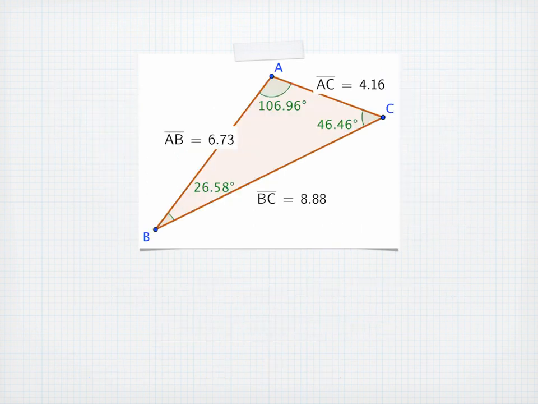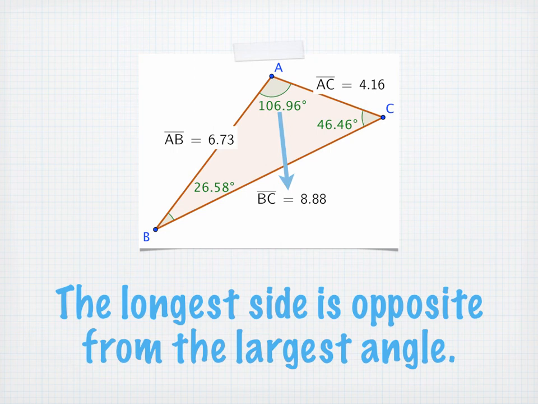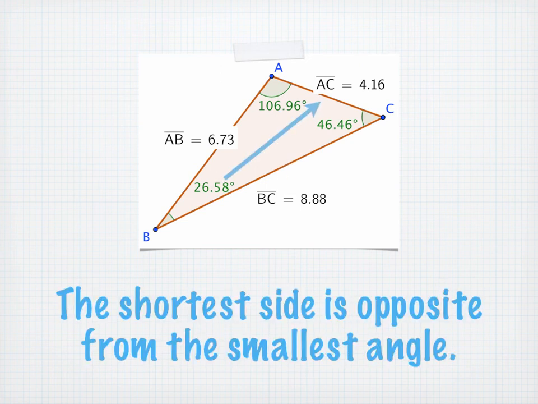So another theorem, this is based on kind of an obvious fact, but if you consider the largest side, BC in this triangle, the longest side is opposite the largest angle. Now the same holds true for the shortest side. We see the shortest side is opposite from the smallest angle. And so this is actually a theorem.